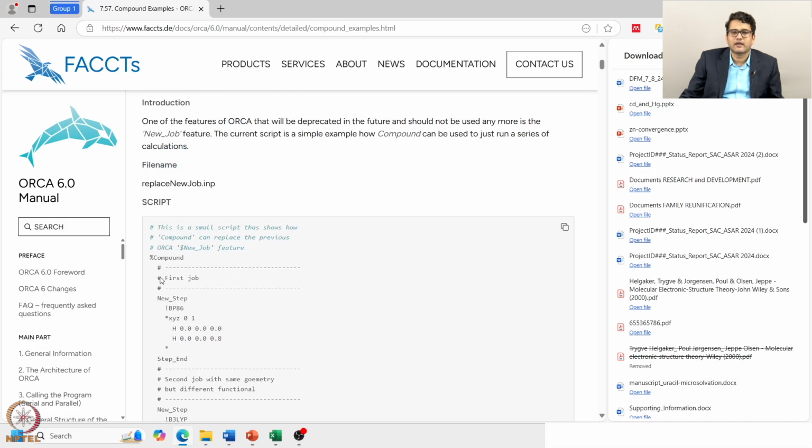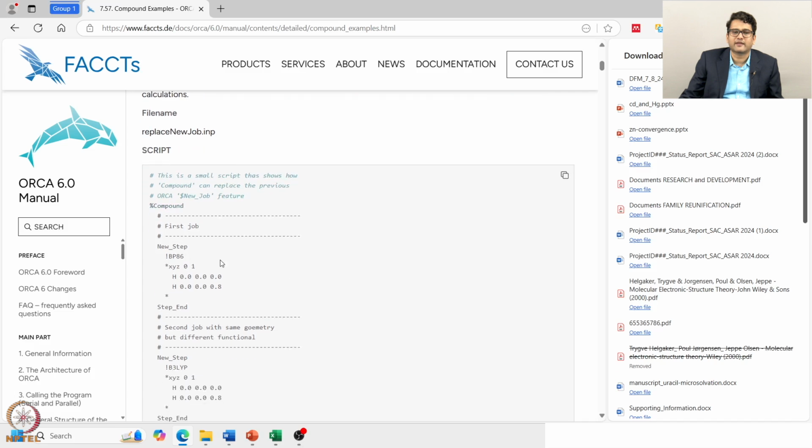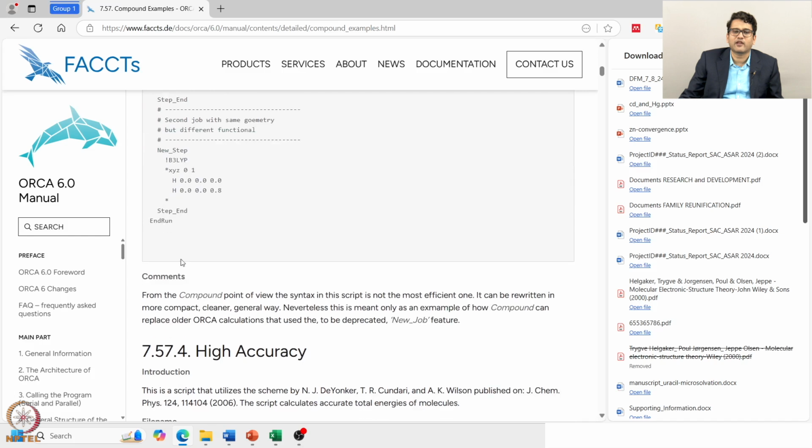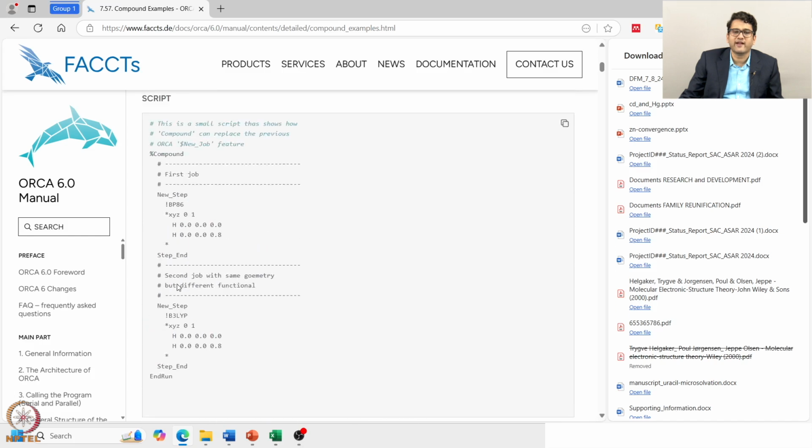So the compound job will start with a block, percent compound, and then for each job you have to use a command called new_step and then step_end, and when all the jobs end, then you have to use something called end run. So we are going to use the same format and prepare all our input files for performing the counterpoise correction.